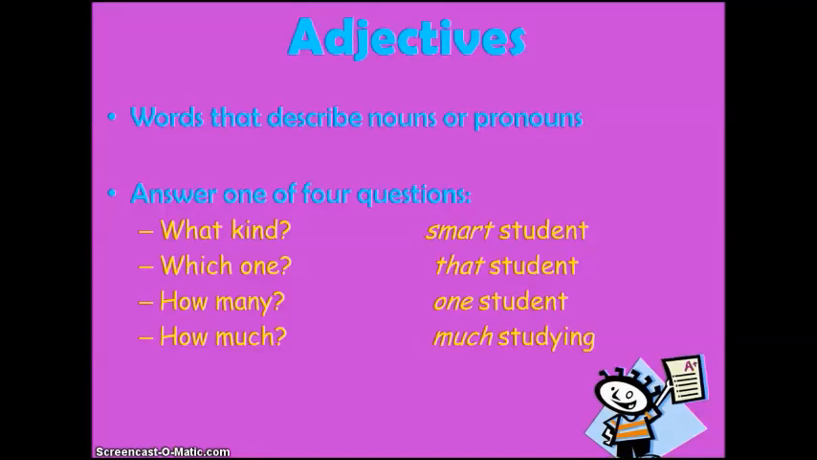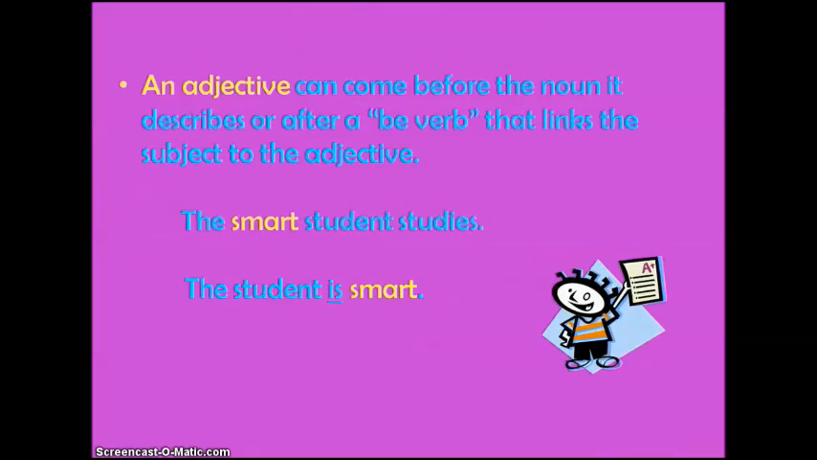So speaking of adjectives, that's our next part of speech. Adjectives are words that describe nouns or pronouns. They help us to answer one of 4 questions: what kind, which one, how many, or how much. An adjective typically comes before the noun it describes, or it can come after a be verb that links the subject to the adjective.